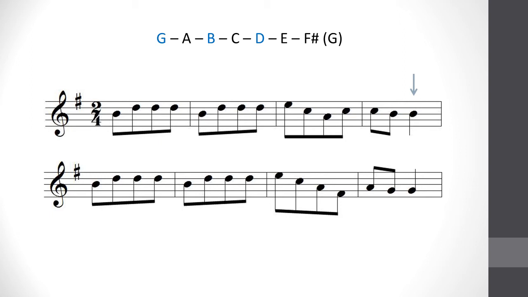Line 1 is the first phrase. It ends on a weaker stable tone, B, and suggests temporary repose. Line 2 is the second phrase. It ends on the strongest stable tone, G, and suggests finality. Let's listen.